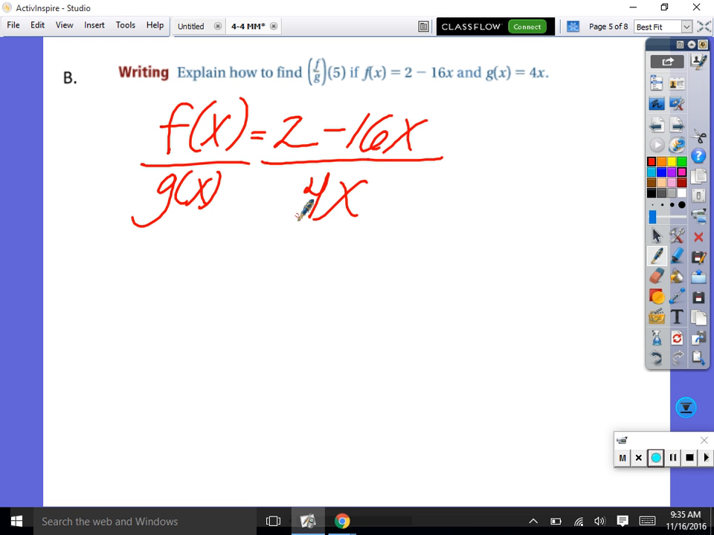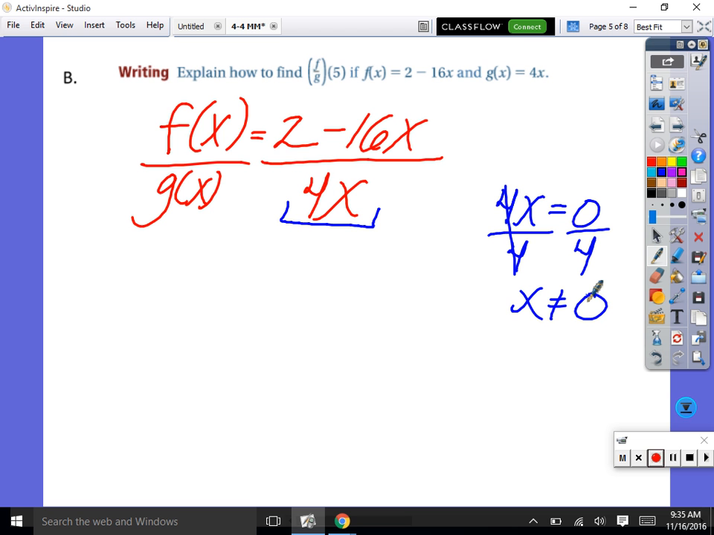Now let's restrict our domain just for practice. So we know that that's our answer as long as the bottom does not equal 0, correct? So you go off to the side and do some algebra. 4x equals 0. When is 4x going to equal 0? Divide by 4, divide by 4. X cannot equal 0. Isn't 4 times 0, 0? This is our answer as long as x does not equal 0.